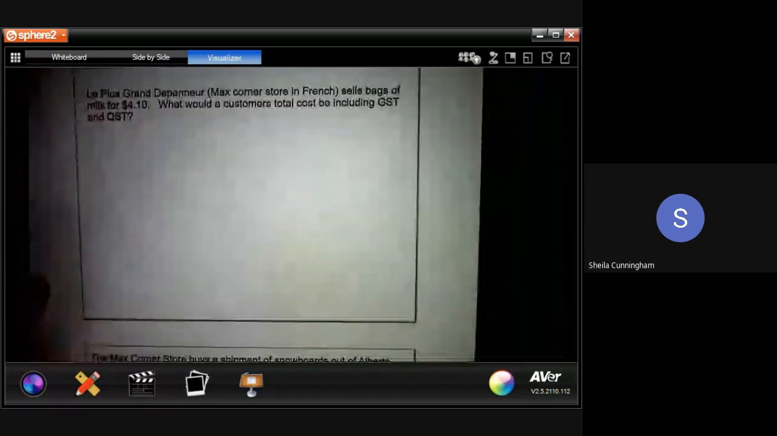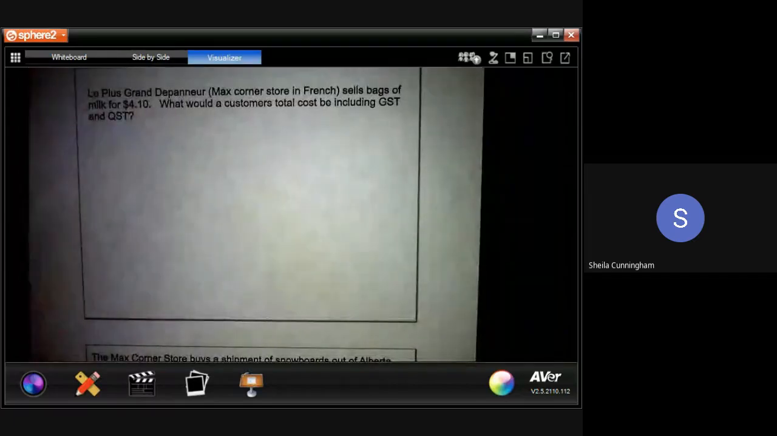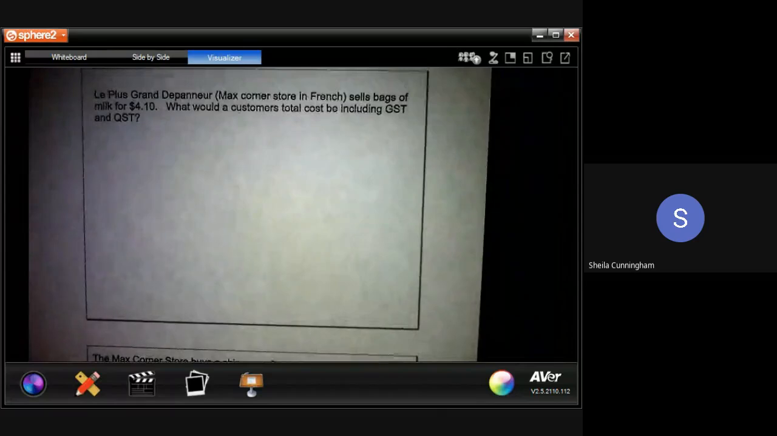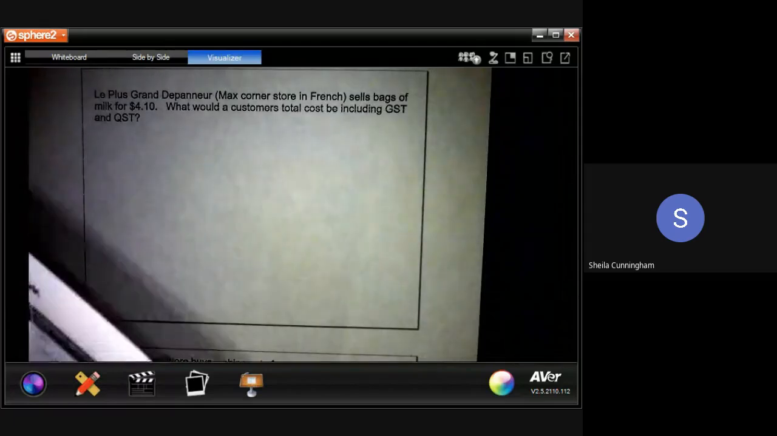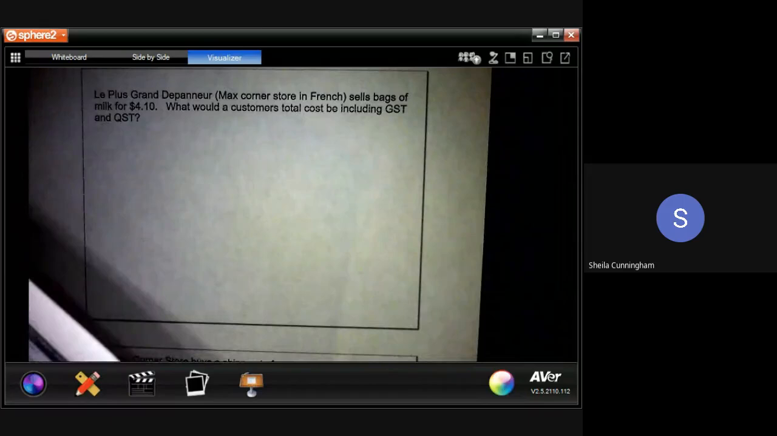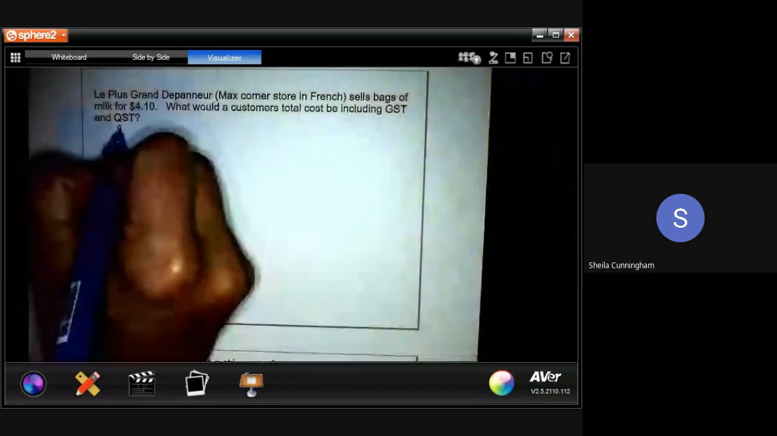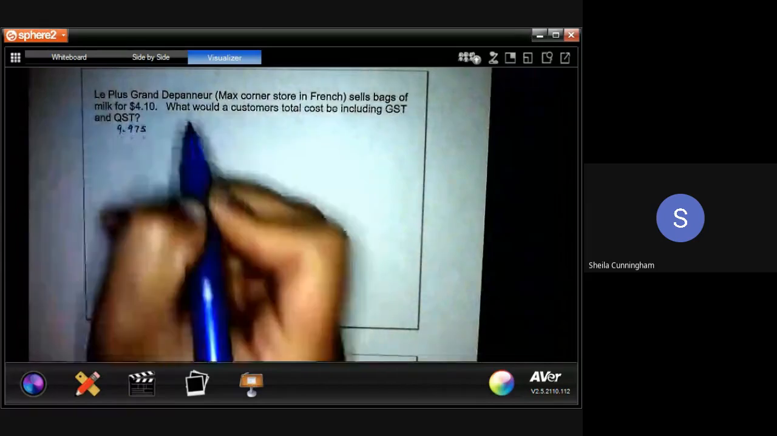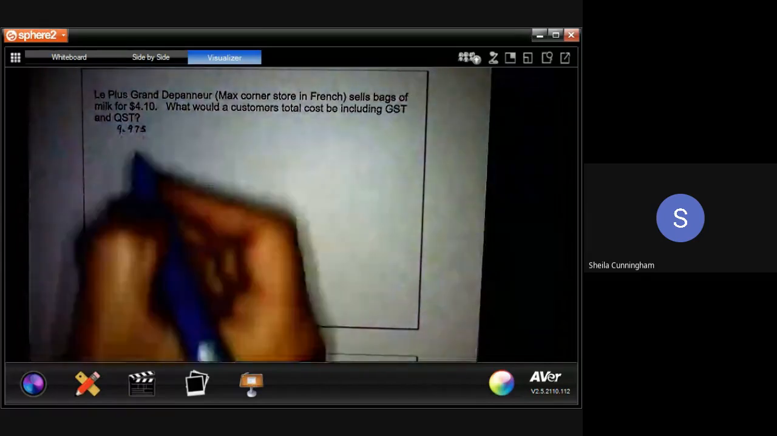Okay, let's look at the next one. Max Corner Store sells bags of milk for $4.10. What would a customer's total cost be, including GST and QST? Okay, so this one gets specific into what QST, meaning that will be, and just let me look this up off of our little sheet that we would have had. QST is 9.975. That was off of the previous sheet that we had. That's the percentage for QST.